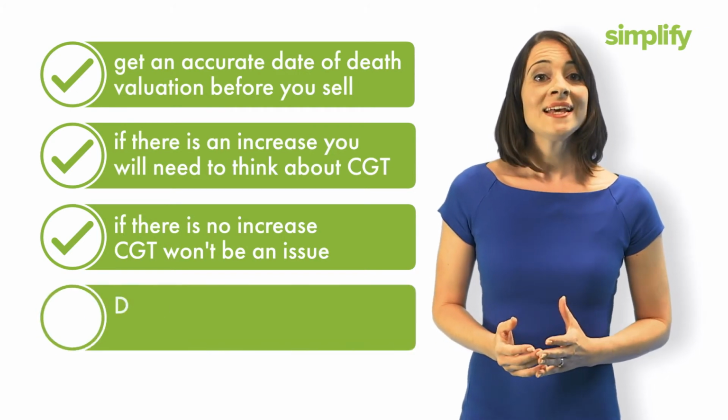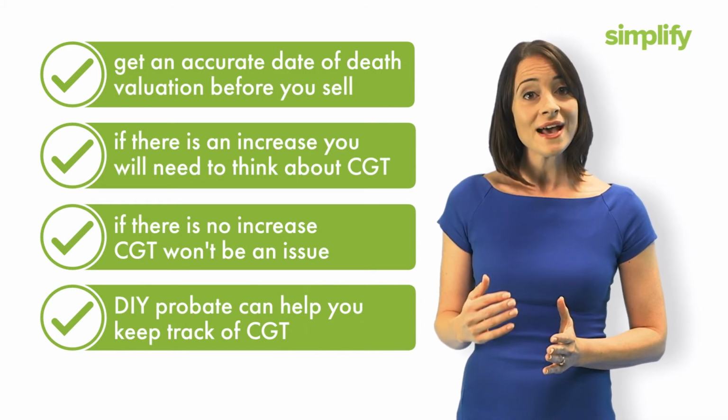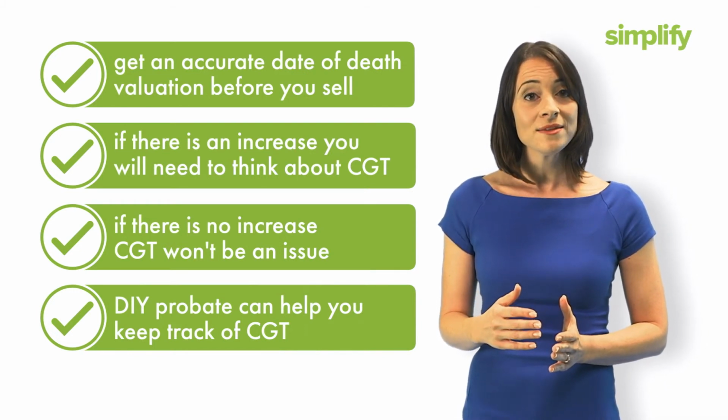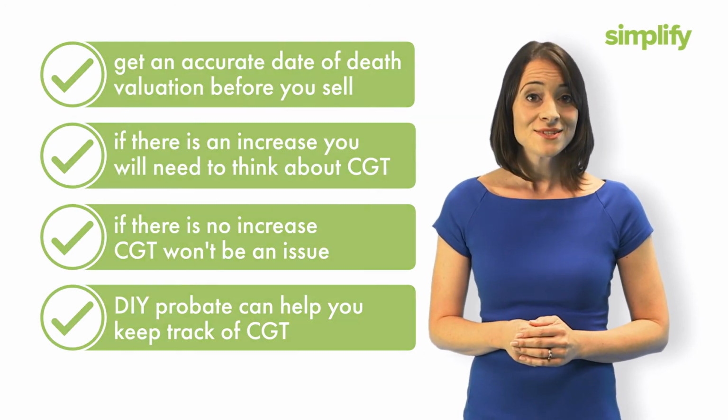DIY Probate can help you keep track of CGT by recording the probate value of assets so you can easily compare them to current values and therefore get a true picture of any gains or losses. You can also record the assets as sale prices, which make completing a CGT return far easier.